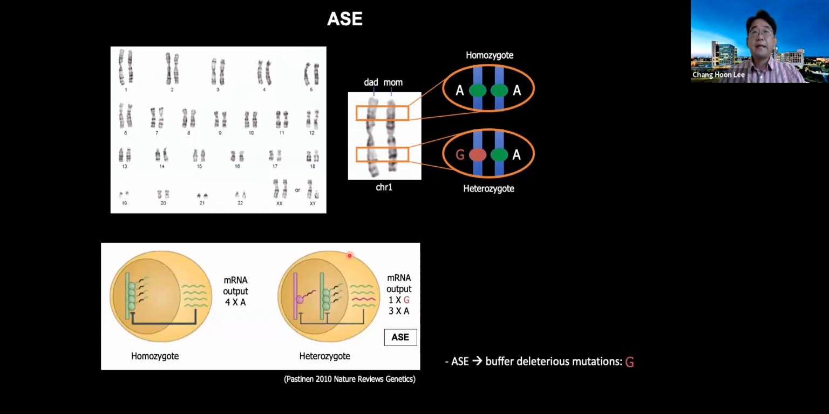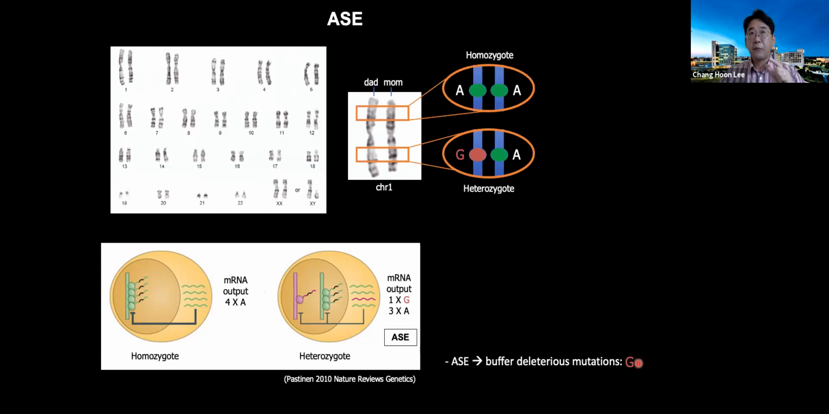Sometimes it can be very dangerous for human health. When we check the expression, the homozygous allele expresses only the A allele, but the heterozygous allele has two different allele expressions, G and A, but their ratio is not always 1-to-1. Sometimes 1-to-3, sometimes only one is expressed and the other is not. So here, G allele expression is restricted. ASE can buffer some deleterious mutation like the G allele. It's not always true, but it's a possible mechanism behind ASE.